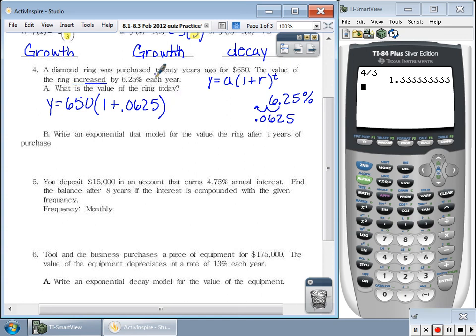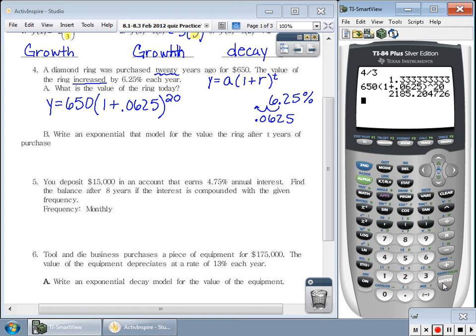Now t is time in years, and you'll notice it says it was purchased 20 years ago. So if you want the value today, we're going to plug 20 in for t. So over here, 650, parentheses, 1 plus 0.0625. Close your parentheses, and then raise that to the 20th power. And so we're getting 2,000. The value of the ring in dollars is $2,185. And if we round, we're not going to round this to 21 cents because that's a 4 right there. So 20 cents.